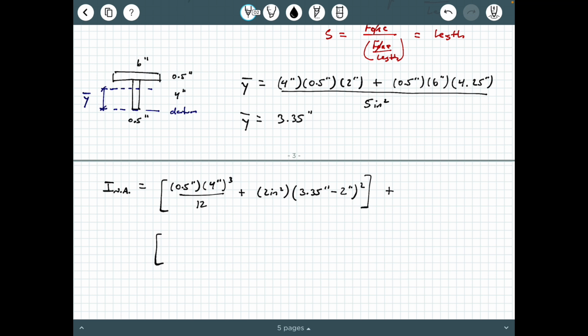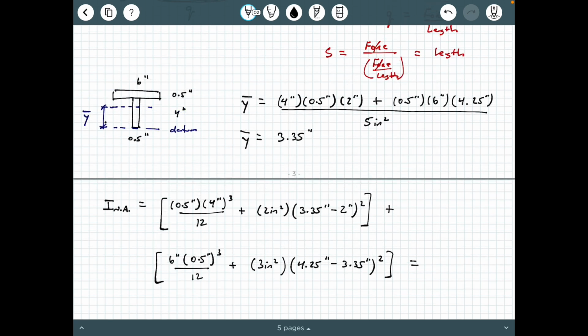Plus a term for the flange. I'm going to have a bh cubed over 12 term for the flange plus an Ad squared, so that's 3 square inches times the perpendicular distance between the centroid of the flange and the overall neutral axis. That'll be 4.25 inches minus 3.35 inches. Don't forget to square that difference, and we can punch this through our calculators. Be very careful here. It's very easy to make a mistake here.